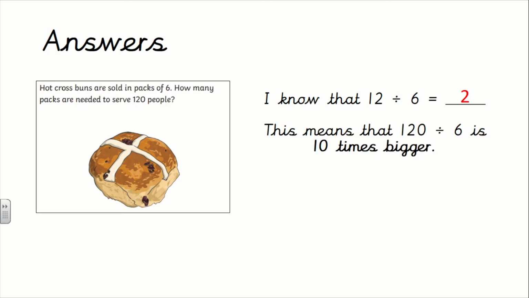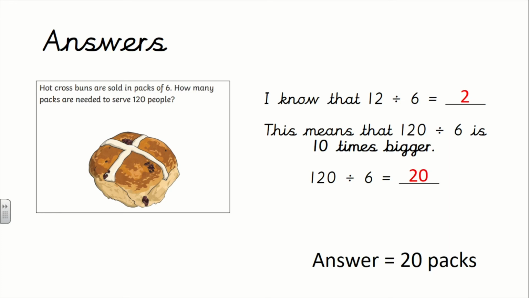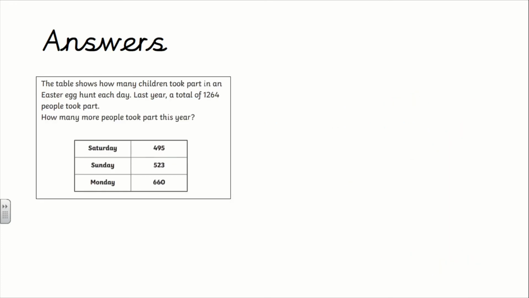This means that 120 divided by 6 is 10 times bigger. So 120 divided by 6 is 20. 20 packs are needed. And on to my final one.